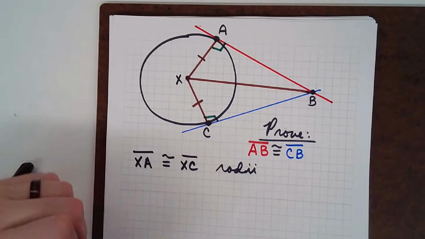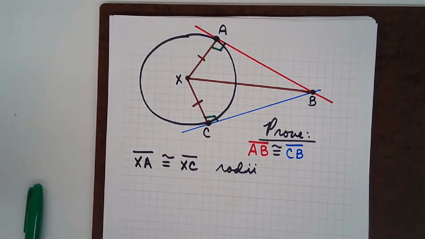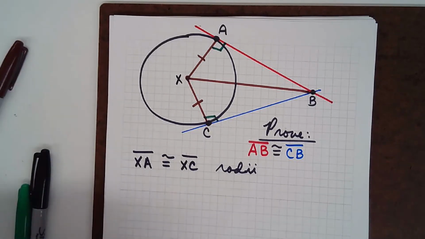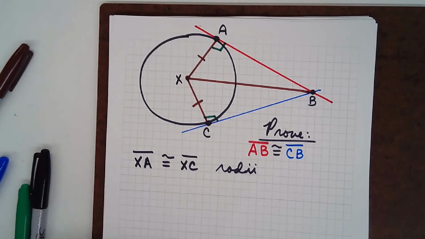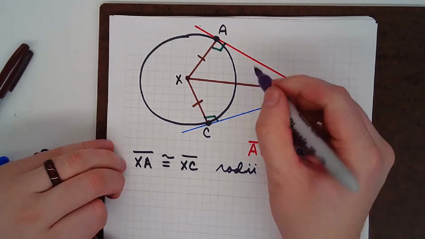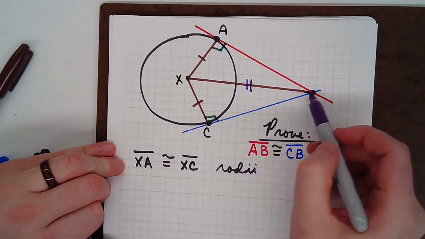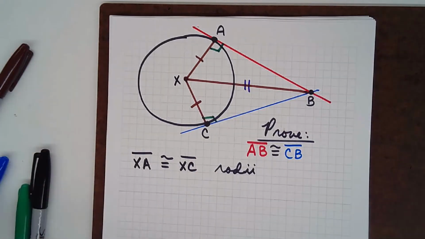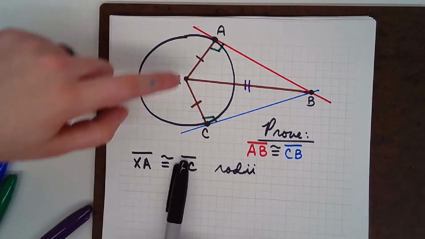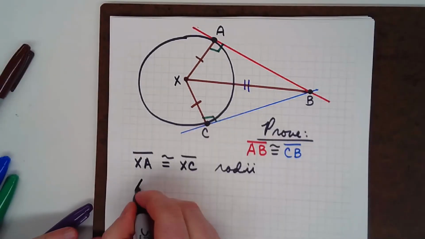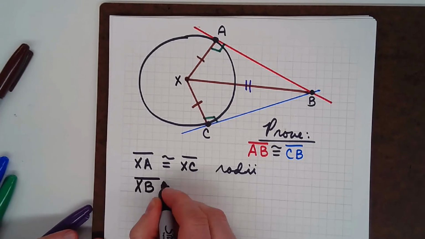So using this information and noticing that we have a shared side, let's go with purple. A shared side, right? They both share this side, these two triangles right here. We can prove that these triangles are congruent. So we know that this and this are congruent because they're radii, and we know that XB is congruent to itself by shared side.